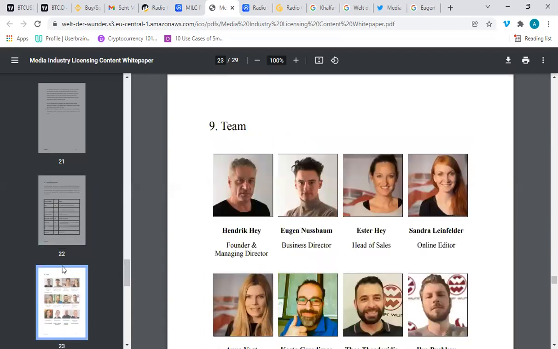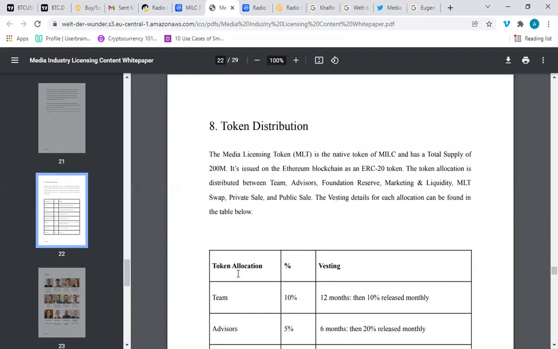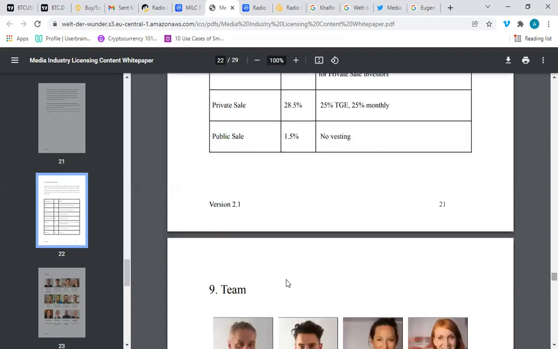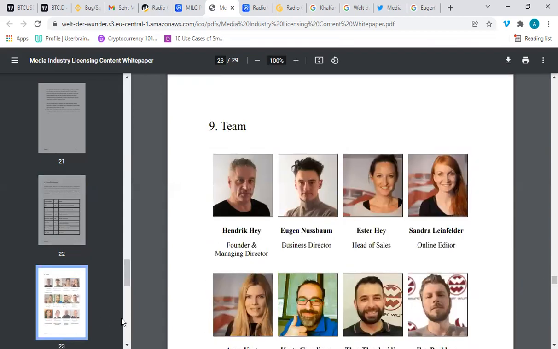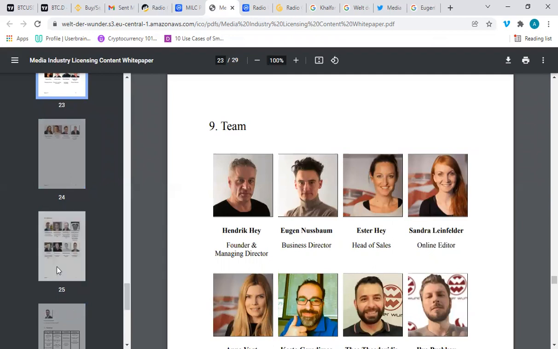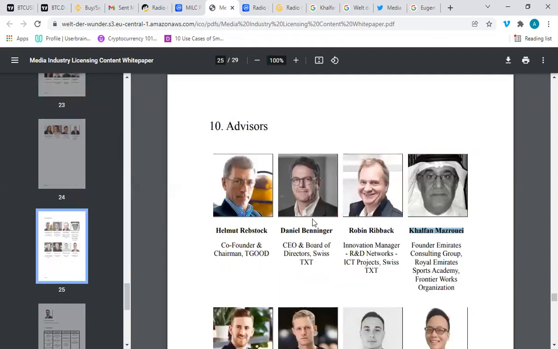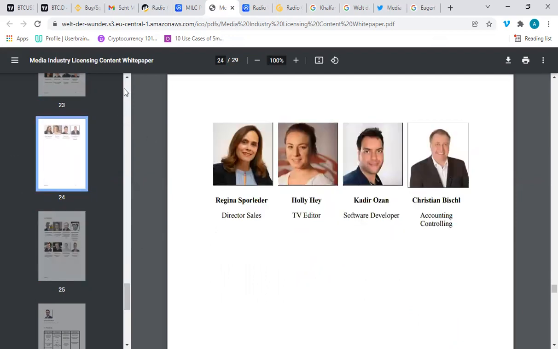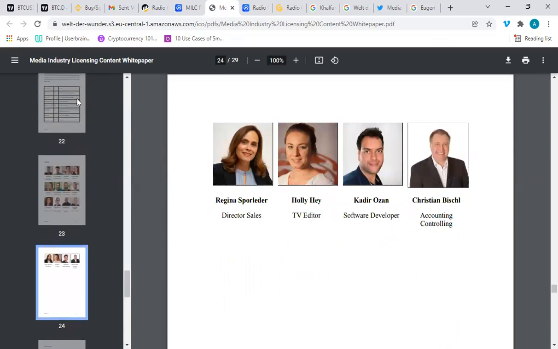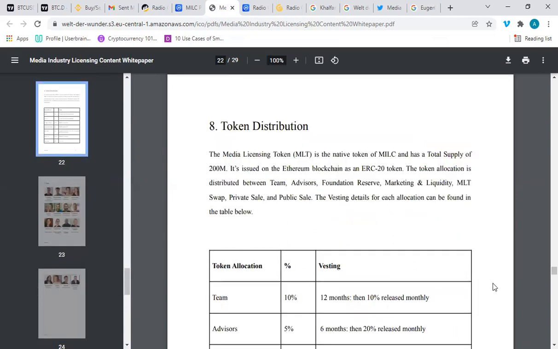So let's continue. The advisors will take 5%. Let me show you the advisors. These are the people who will tell them what to do next. These are the advisors, they own 5%. Let's continue.